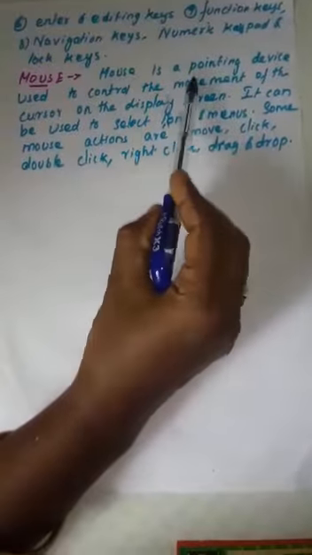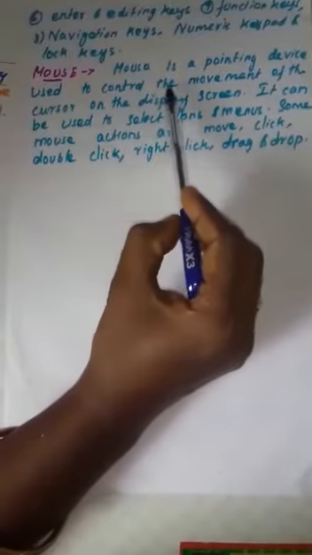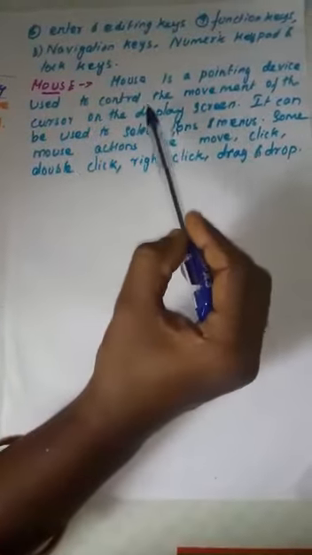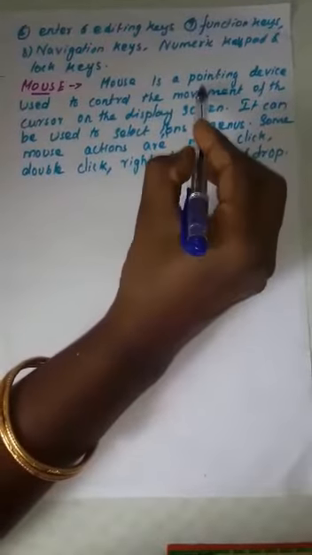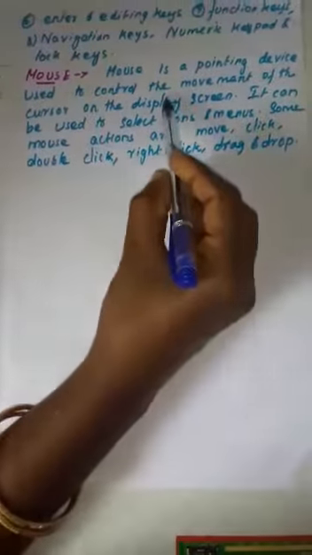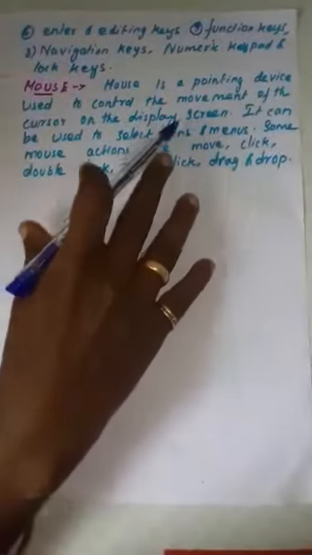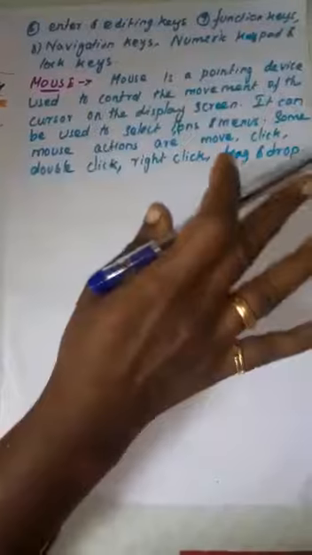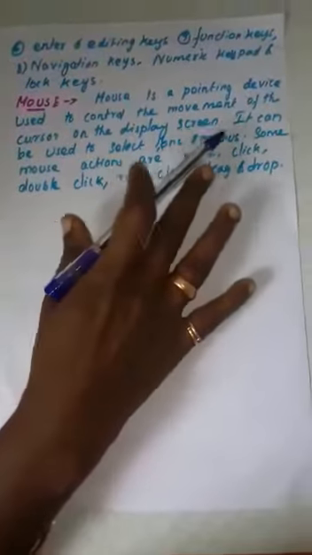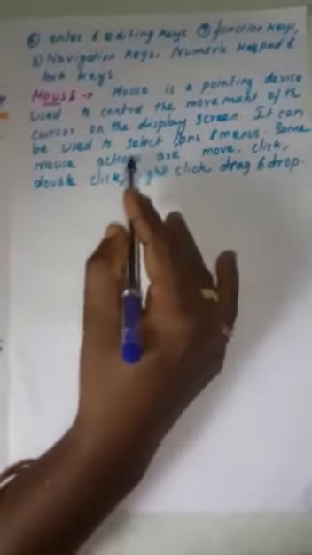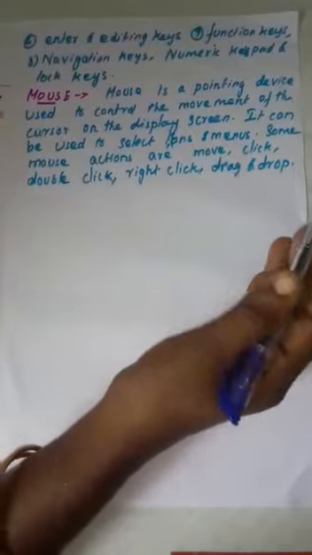Next one, mouse. What is a mouse? A mouse is a pointing device used to control the movement of the cursor on the display screen. It can be used to select any icons or any menus.